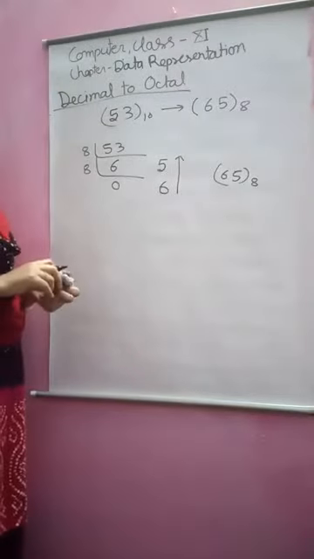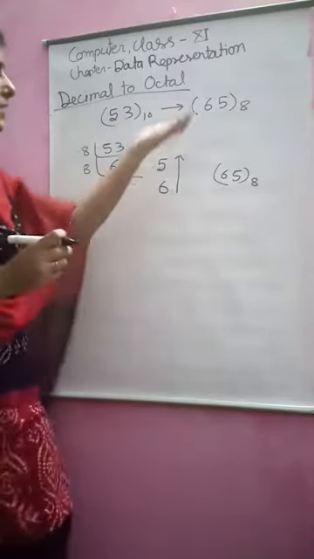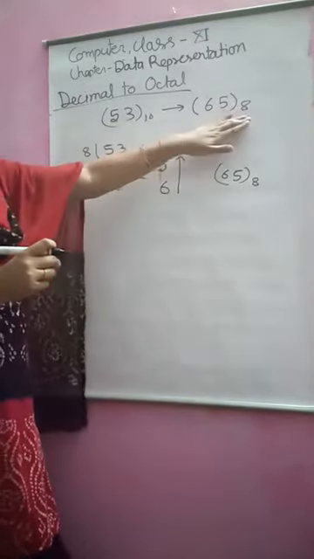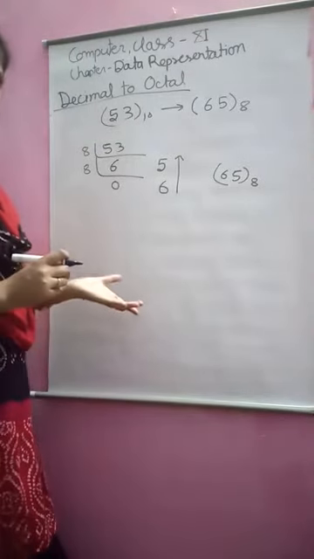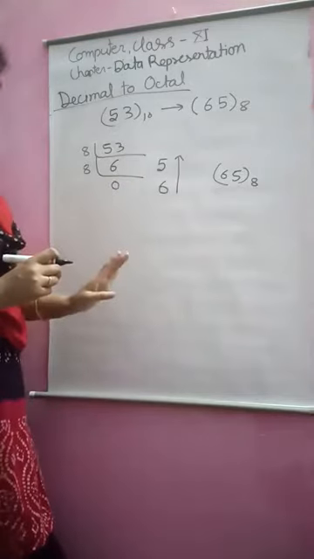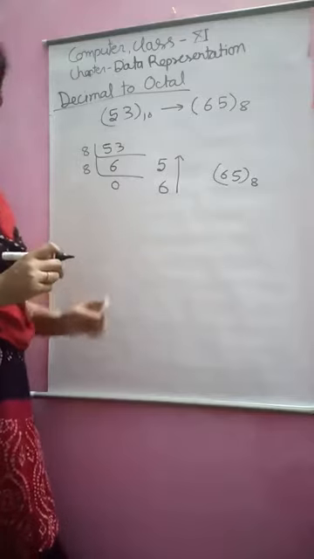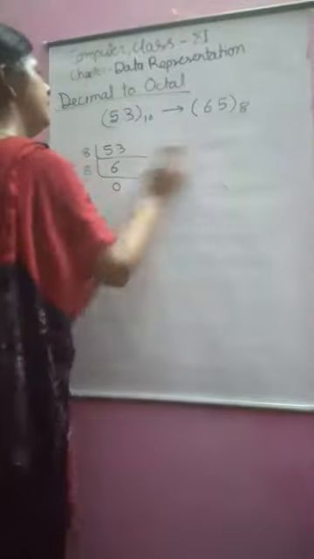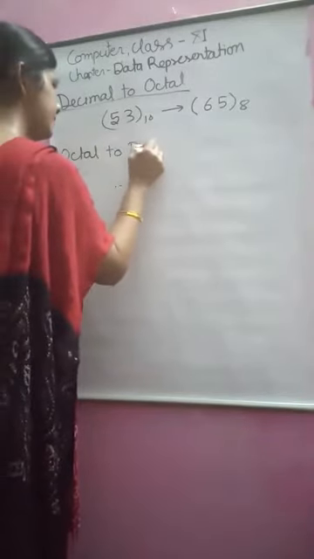Now let's check whether we have converted right or wrong. So how can we check? Just go back to the decimal, meaning convert that octal number to the decimal number. If you receive the same number, then your conversion is right. And if you do not receive the same number, then the conversion is wrong. So how can we convert an octal number to a decimal number?